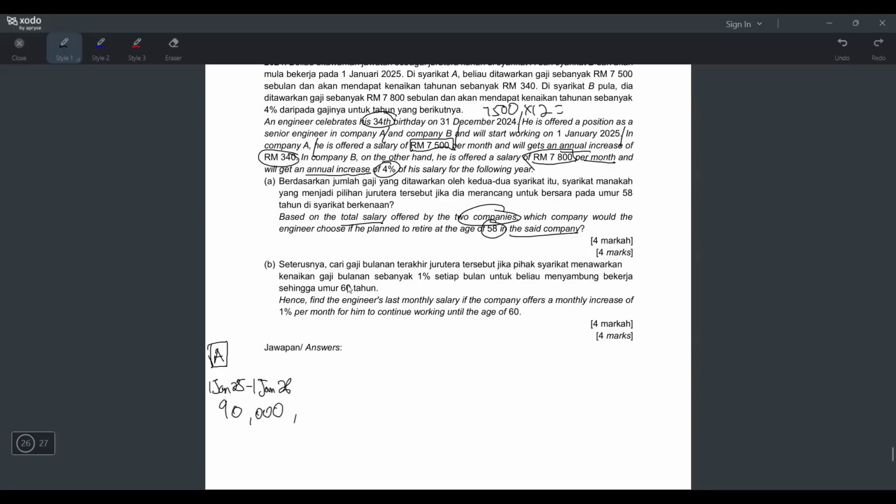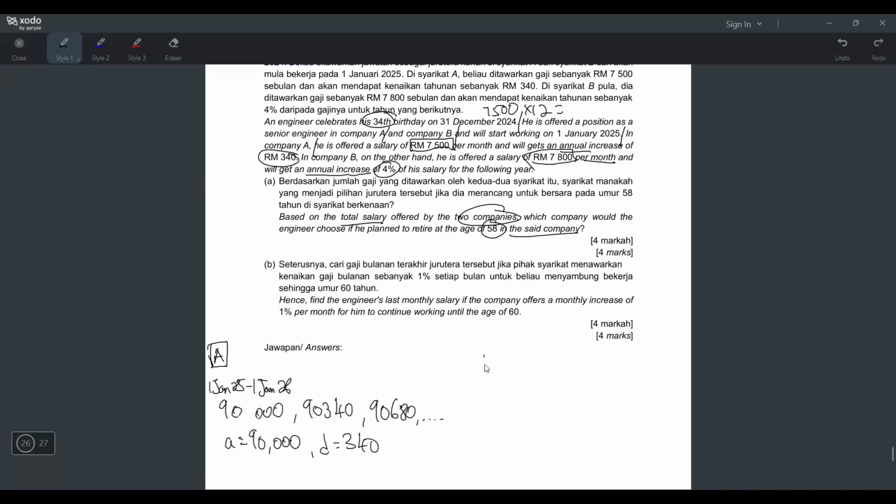Okay, the next year will be increased, annual increase 340. So you will take this number plus 340, and when you add, you will get 90,340. And then the next one will be 90,680, right? Just add 340 again. And this will form an arithmetic progression, right? Because you add, not multiply, right? So the first term is 90,000, and the common difference is 340, right?